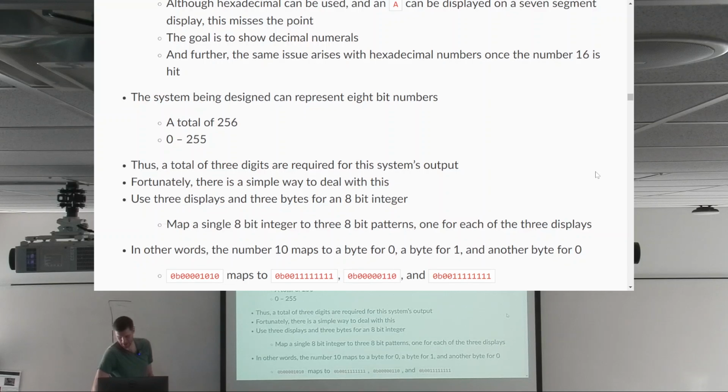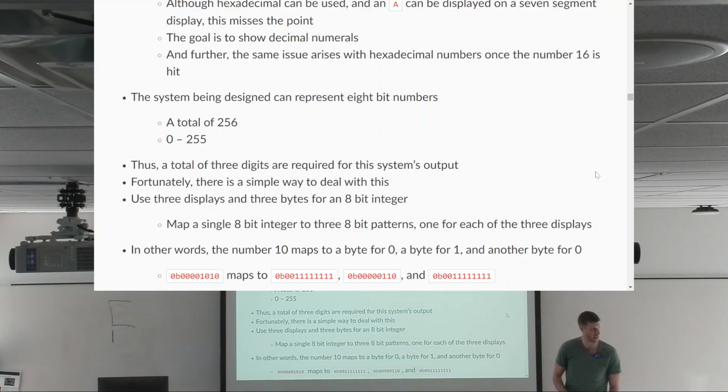So the system being designed can represent 8-bit numbers, a total of 256. So like 0 through 255, or negative 128 to 127, like we already saw with 2's complement, but more on that later. So a total of 3 digits are going to be required for the system's output. But fortunately, we have a very simple way to deal with this.